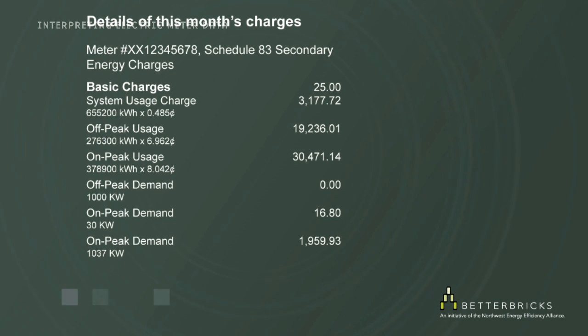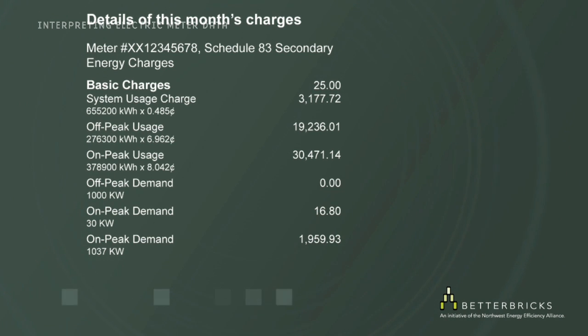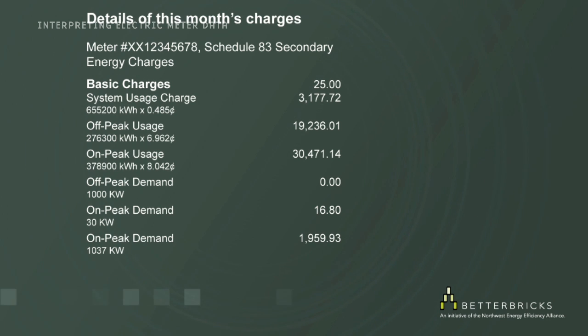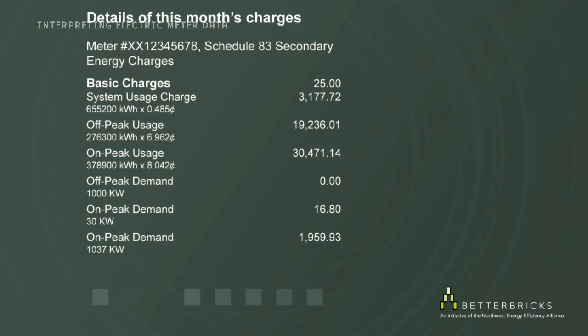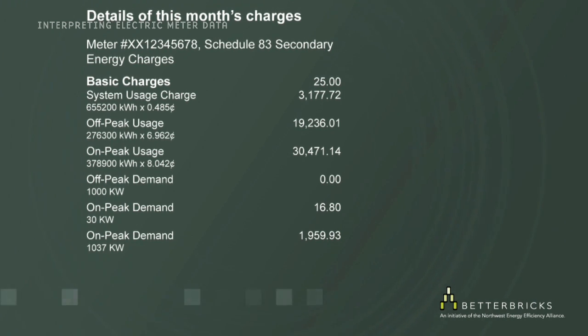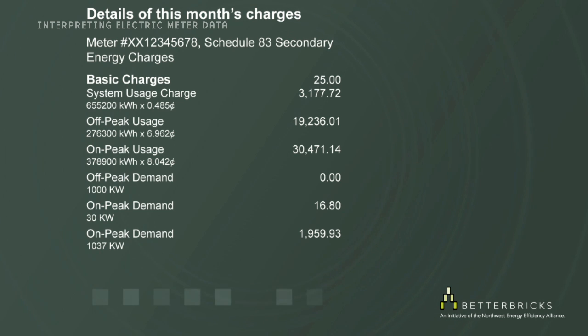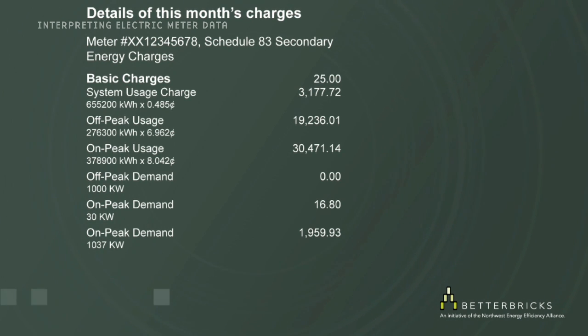Now you also have on and off-peak demands. In this case, this bill has an off-peak demand of 1000 kW and an on-peak demand. This is usually broken down to different sections. The first 30 kW in this case is at one rate, and the following 1037 kWs is at a second rate. So it has two on-peak demand readings.